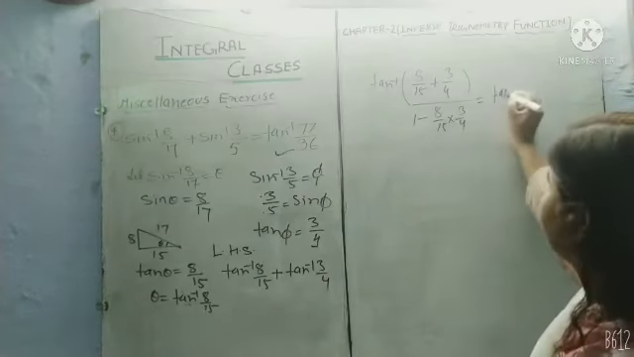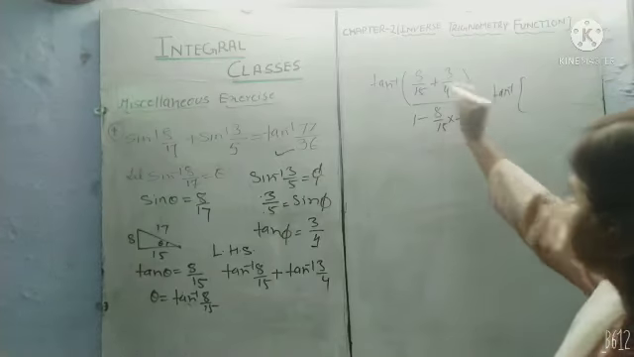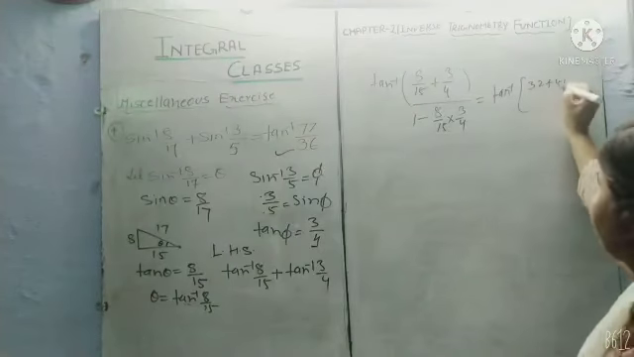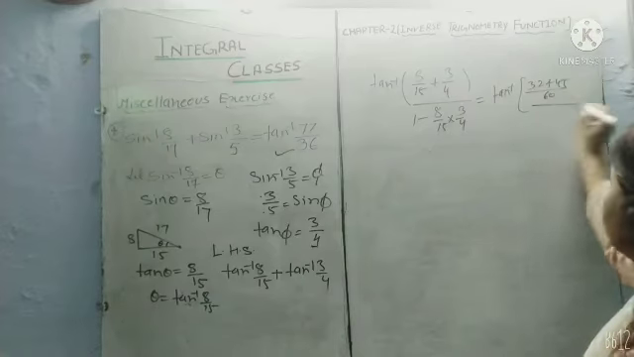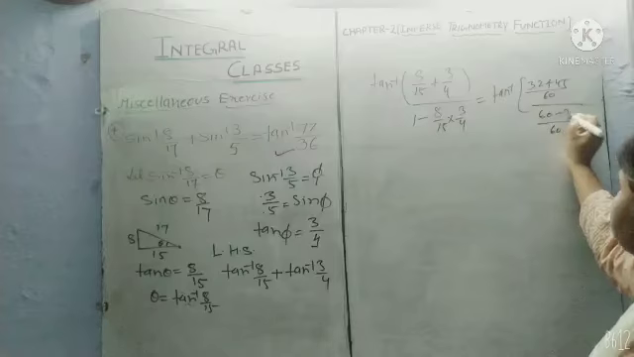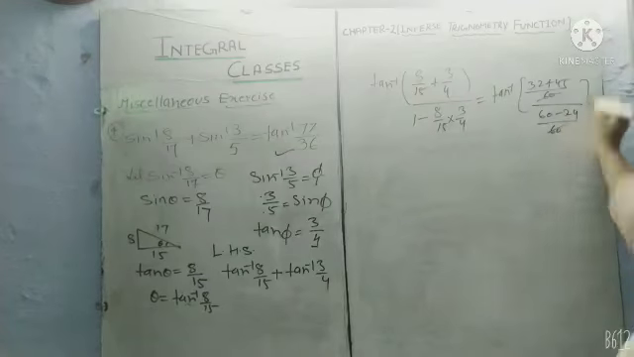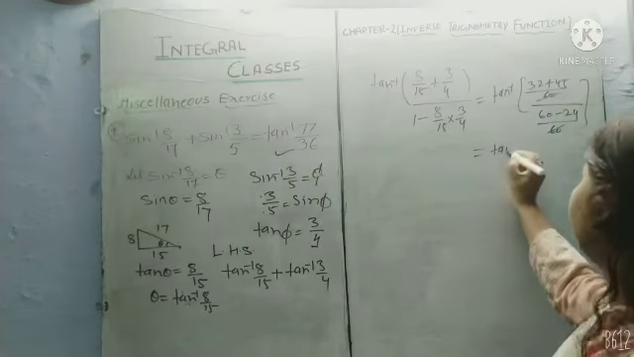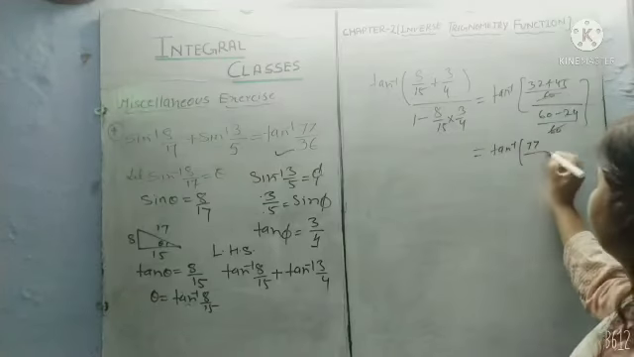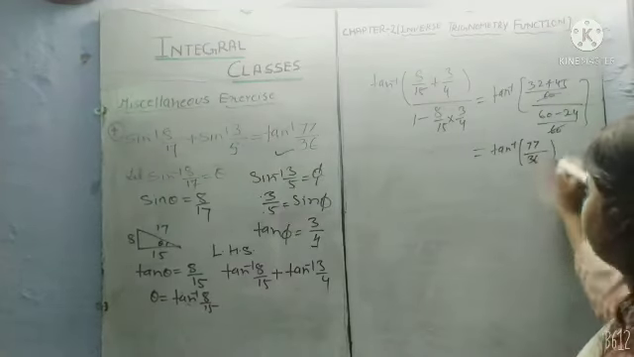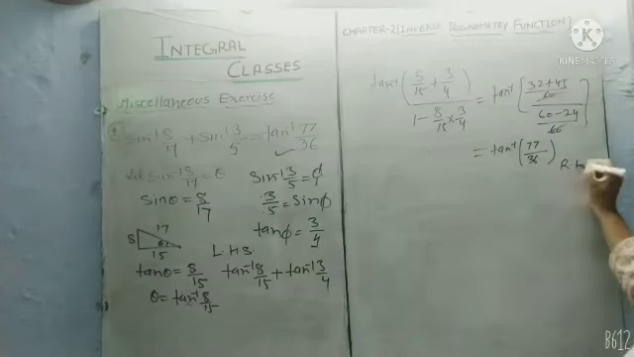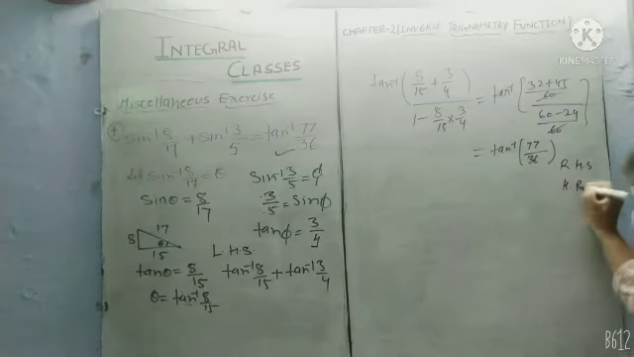So tan inverse, now take LCM, 8 4s are 32, 15 3s are 45 upon 60, again upon 60, 60 minus 24, 60 is cancelled here. So now we will get tan inverse, add them, 32 plus 45 77, 60 minus 24 36. Now we will get right hand side from left hand side. So hence proved.